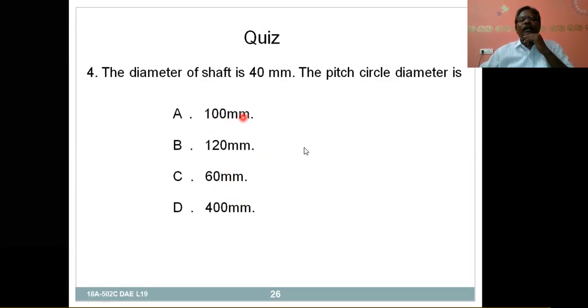And after calculation, the pitch circle diameter of the flange coupling, capital DP, is equal to 3 times the shaft diameter. That is 3 into 40. The answer should be B. So B is the right answer.